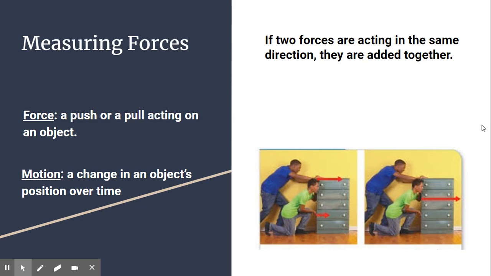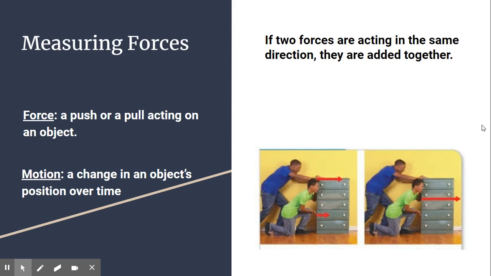On the left-hand side of the picture, you can see that they have their own arrows representing their own force and the direction that they're applying. In the second picture, you can see that those 2 forces have been added together to make one big arrow showing a larger force of their 2 smaller forces combined.